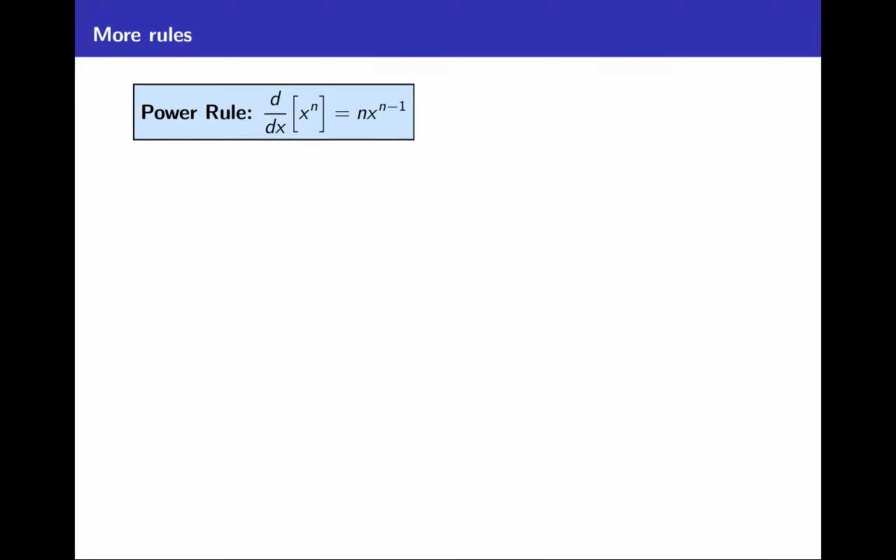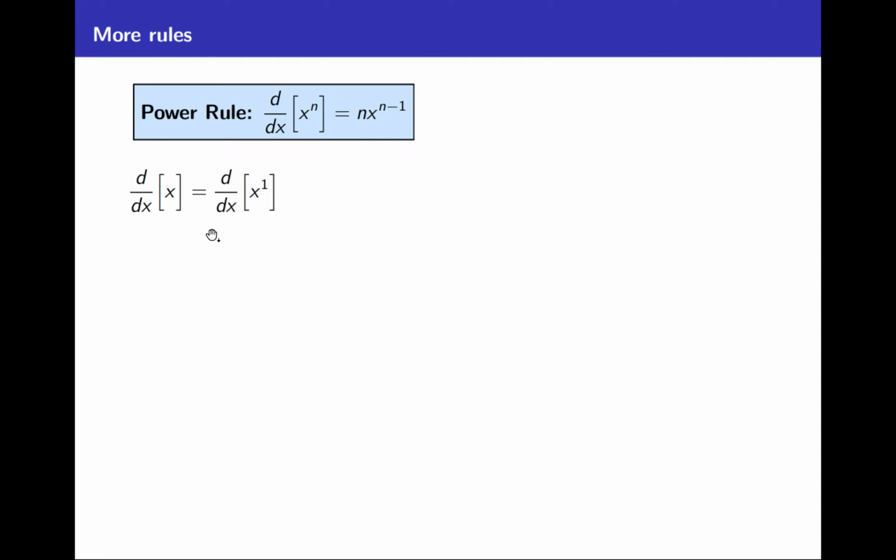We're going to spend some time today developing some more rules. We've got the power rule, d dx of x to the power of n equals n times x to the power of n minus 1. This rule can lead to some other useful rules. Often you'll have to find the derivative of just a plain old x, d dx of x. This is the function f of x equals x.